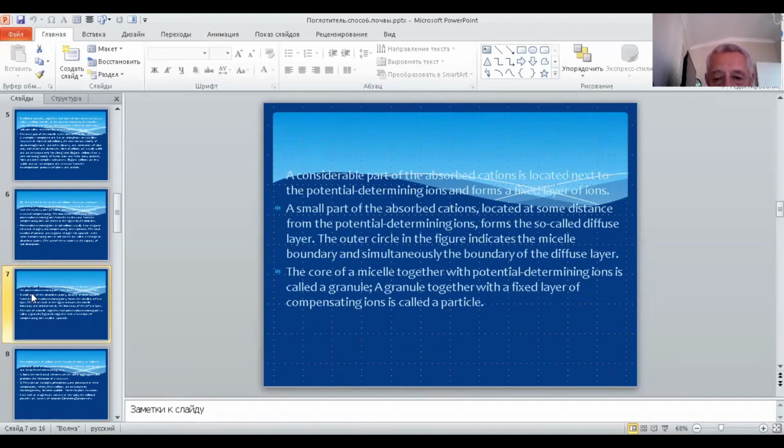The core of a micelle together with potential-determining ions is called a granule. A granule together with a fixed layer of compensating ions is called a particle.